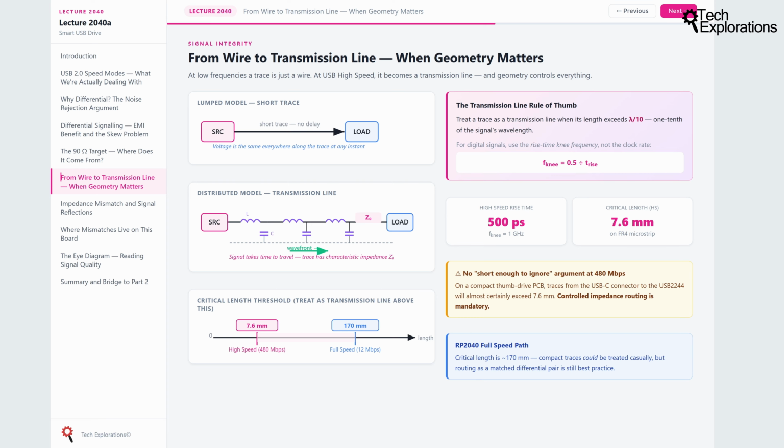For comparison, on the RP2040 full-speed path, the critical length is approximately 170 millimeters, and this means shorter traces on a compact board can arguably be treated casually. The good practice, however, is still to route the RP2040 USB lines as a matched differential pair.